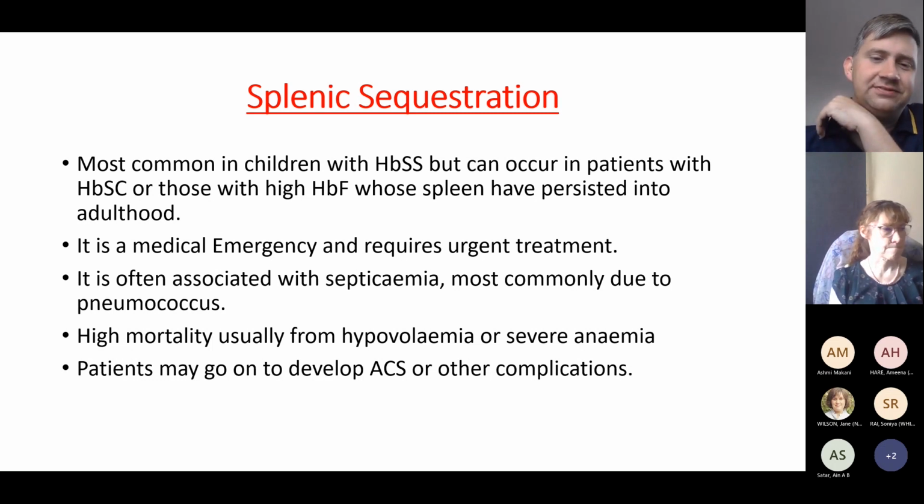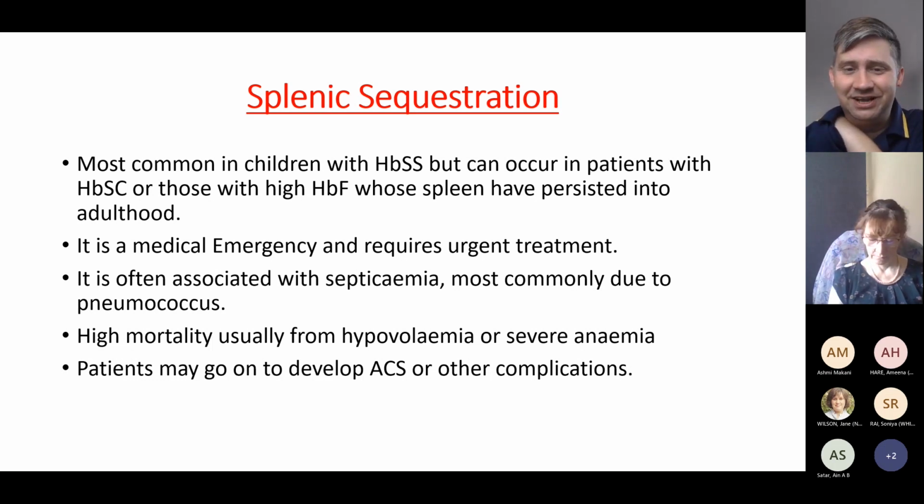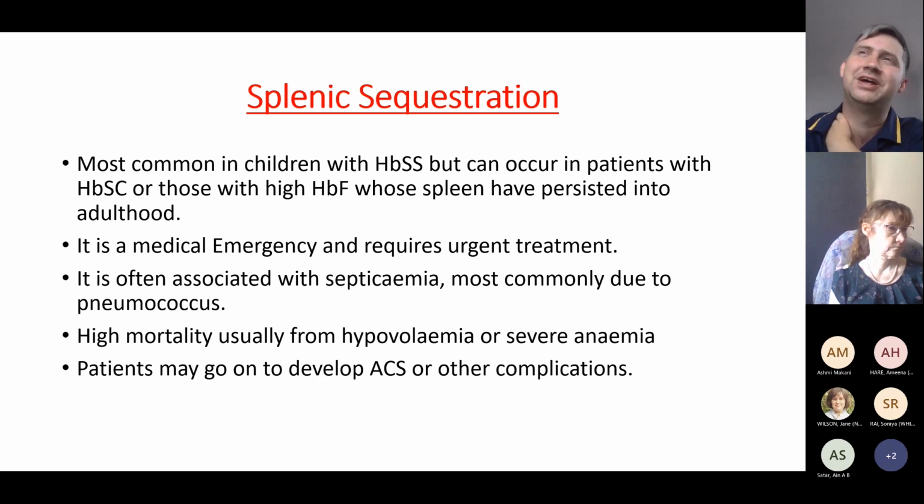So it's a medical emergency and requires urgent treatment. It is often associated with septicemia, most commonly due to pneumococcal bacteria. There's a high mortality rate, usually from hypovolemia or severe anemia. And because of these issues, patients may go on to develop acute chest syndrome and other sickle complications. So it's a terrible situation when they come in with splenic sequestration, and because they can't breathe properly because they're in pain, they develop sickling in their chest and potentially a chest infection as well. It's a vicious cycle.